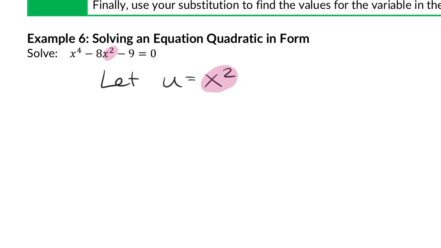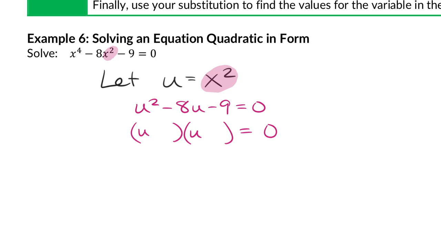So then I can substitute with u substitution. Everywhere there was an x squared, I put a u, which means this turns into u squared minus 8u minus 9 equal to 0. Well, I can guess and check factor this very easily. This is going to be a u in the front and a u in the front. The numbers that multiply to 9 and add to -8 are 1 and 9, where this would be negative and this would be positive.